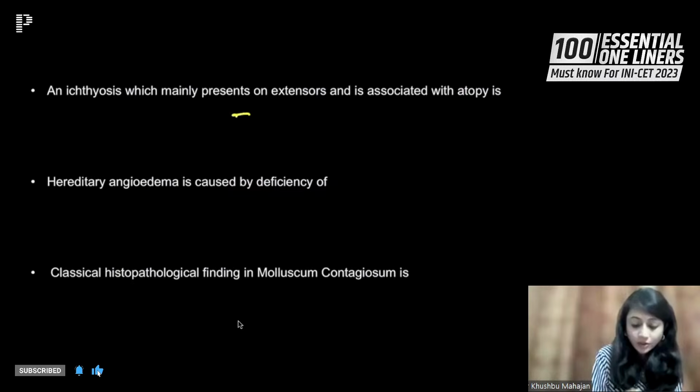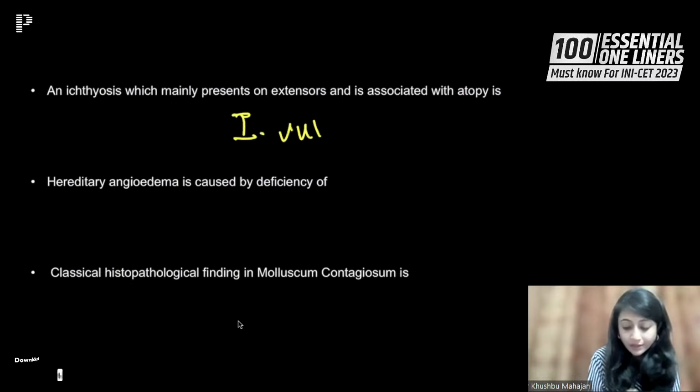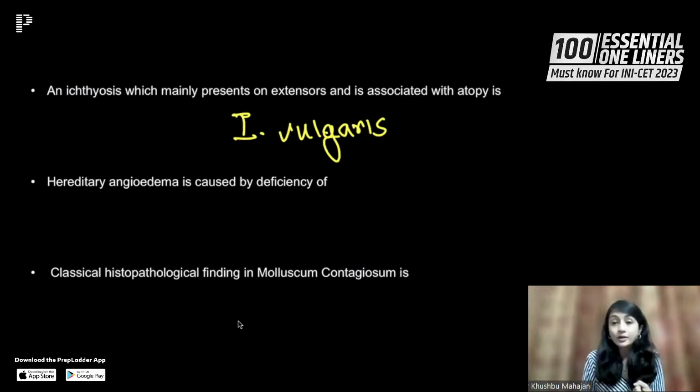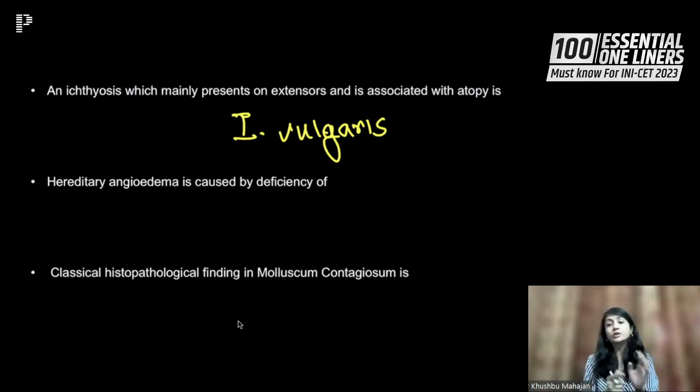This is ichthyosis vulgaris. Quickly revising here. Vulgaris is seen on extensors, associated with atopy. X-linked recessive ichthyosis is seen on flexures and preauricular area and is associated with cryptorchidism and comma-shaped opacities. Lamellar ichthyosis is associated with ectropion and eclabium and collodion baby. Right? So I've quickly revised ichthyosis here.